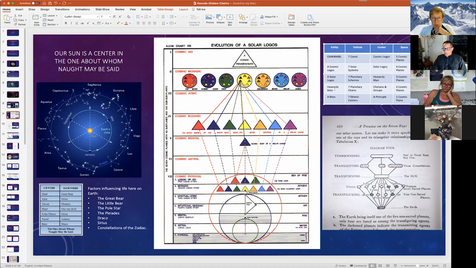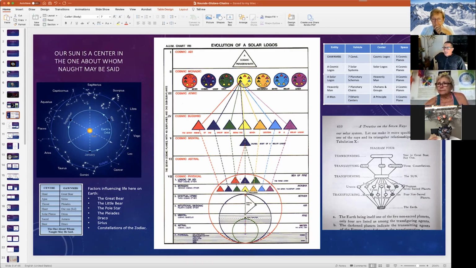A heavenly man, or planetary scheme, has a vehicle that consists of seven planetary chains. When we're talking about a heavenly man, we're talking about Earth or Saturn or Venus. A center in his body is a Chohan, or Chohans in egoic groups. And his consciousness occupies two cosmic planes, only going up onto the cosmic astral. The period of time that his existence involves is the period of one solar system. And the analogy down here at the bottom is as above, so below. A man has seven etheric centers, and a principle in his body is like a monadic principle or the Buddhic principle. And he occupies one cosmic plane and one planetary scheme.